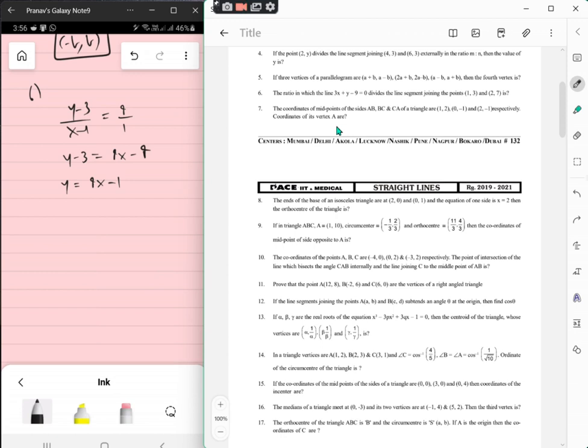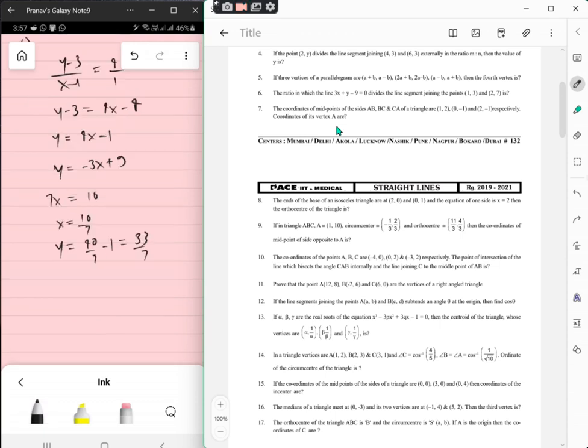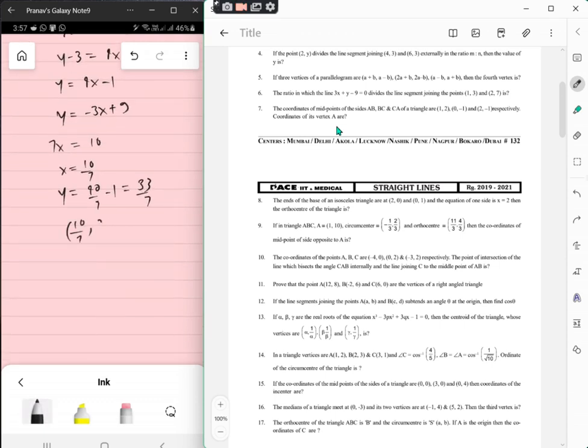Okay, and you also have y equals negative 3x plus 9 as another line which cuts this line. Where does it cut it? That will be 7x equal to 10. So x equals 10 upon 7. That's the intersection point. Okay, what is y in that case? y is 4x minus 1, which is 40 upon 7 minus 1, which is 33 upon 7. So the intersection point is 10 upon 7 comma 33 upon 7, right?